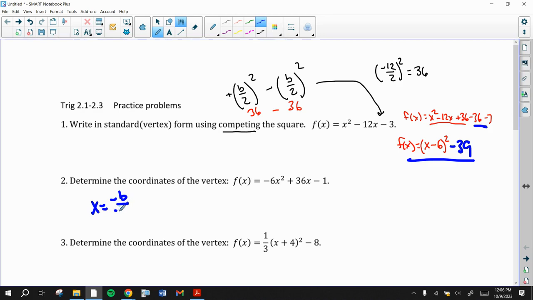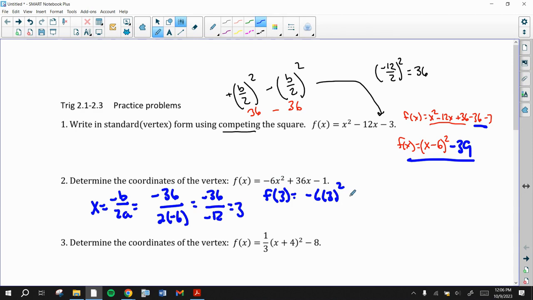In this case, our parabola, we have b is 36, and a is negative 6. So we have negative 36 over negative 12, which is 3. So that's the x-coordinate of the vertex. To find the y-coordinate, you just have to plug that into the function. So I'm plugging 3 into the x's.